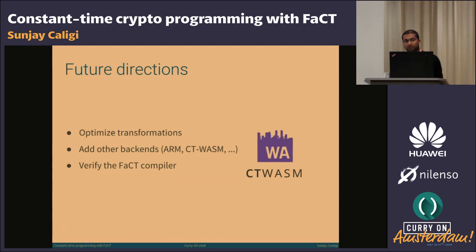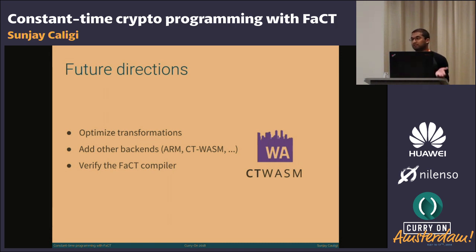So that's pretty much what FaCT is at this point. Our future work, we want to be able to get better optimized transformations, so trying to get that last bit of performance so we can hopefully either match or beat the OpenSSL implementation, for example. We'd like to target other backends. Right now we're focusing pretty much just on x86-64. But the ARM platform has some use cases. There's some interesting things there where, for example, on certain ARM platforms, 64-bit multiplication is not constant time.